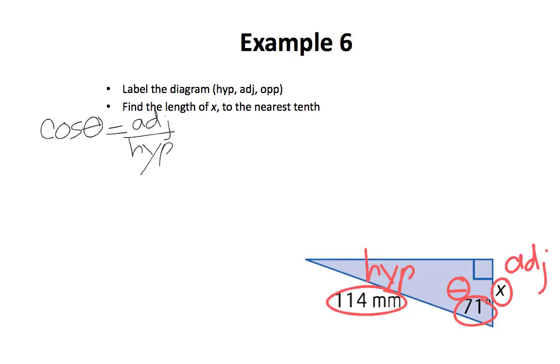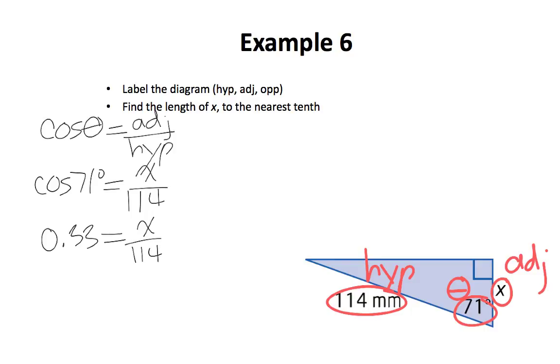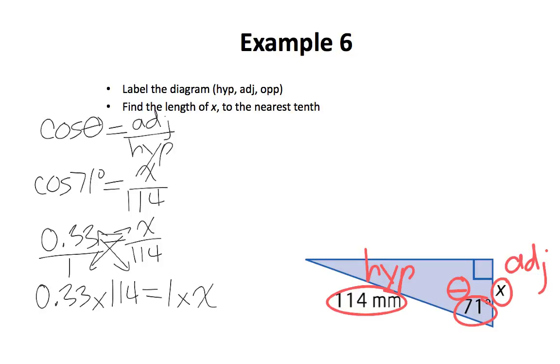Next, we want to substitute in our known values. Instead of writing theta, we are going to write in 71 degrees. And instead of writing adjacent, we're going to write x. Instead of hypotenuse, 114. You're going to put the cos of 71 degrees into your scientific calculator, and you should get approximately 0.33. Everything else on the right stays exactly the same. We're going to change 0.33 into a fraction by putting it over 1, which allows us to cross multiply. So I'm going to get 0.33 multiplied by 114 and 1 multiplied by x.